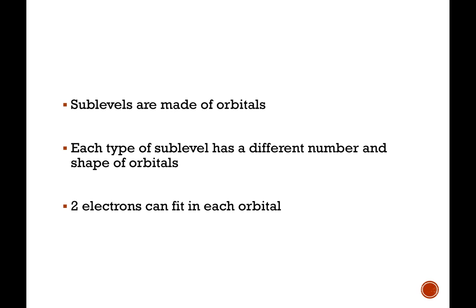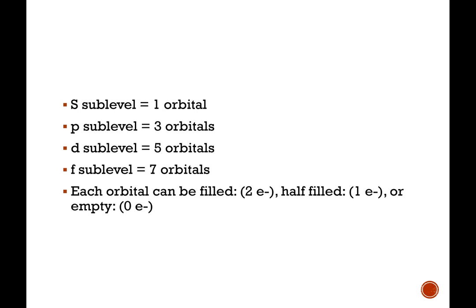So within the sublevels are the orbitals. So it goes energy level, and then within the energy levels are your sublevels, and then within the sublevels are the orbitals. And remember, the orbitals are the areas of probability of finding the electron. Each type of sublevel has a different number and shape of orbitals, and 2 electrons can fit into each orbital.